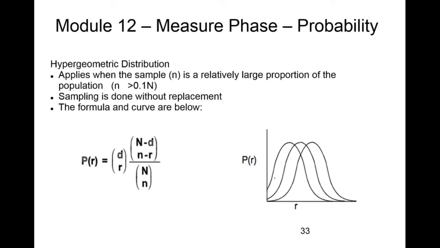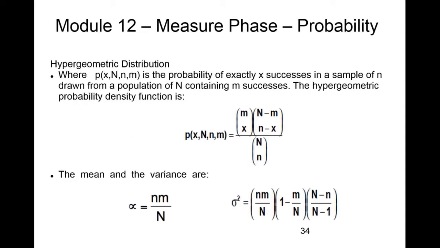And then you have hypergeometric distributions. We're looking at when our sample is a relatively large proportion of the population, in other words, probably more than 10% of it, and the sampling is done without replacement. That means if we draw something out, we don't put it back in and try again. And the formula and curve are below. And continue on with more of the formulas.